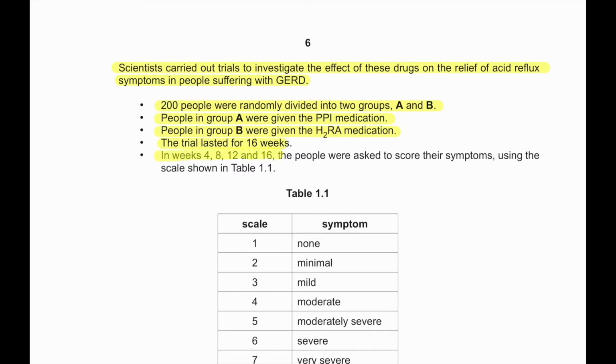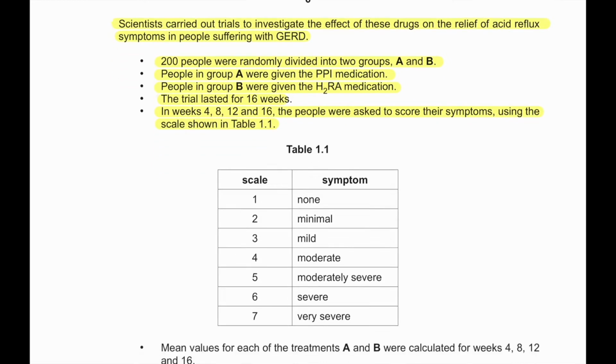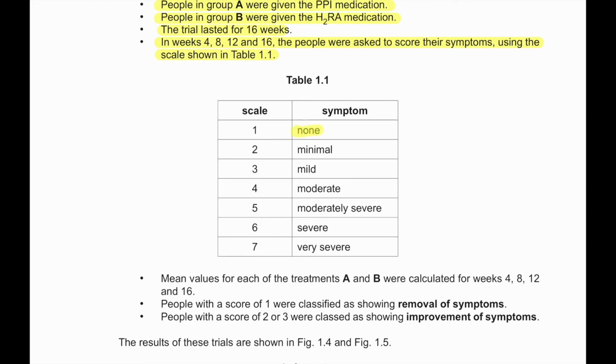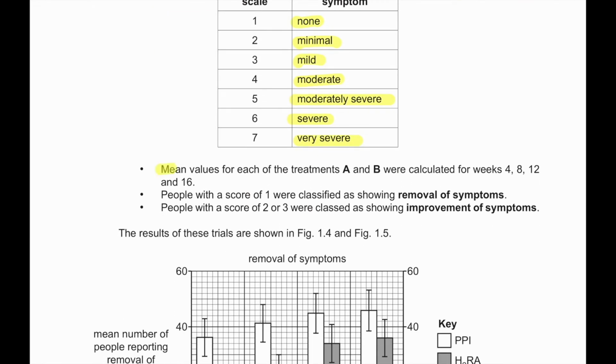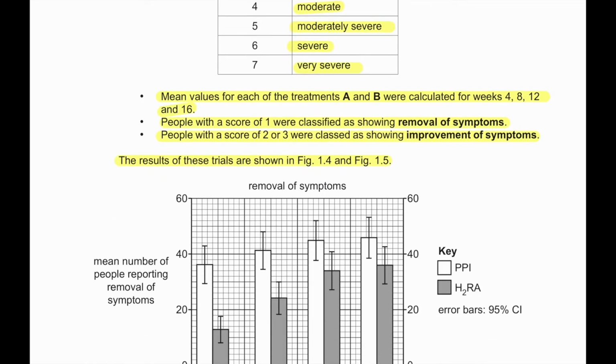In weeks 4, 8, 12 and 16, the people were asked to score their symptoms using a scale shown in table 1.1. So we can see there is a score of none, minimal, mild, moderate, moderately severe, severe, very severe. Mean values for each of the treatments A and B were calculated for weeks 4, 8, 12 and 16. People with a score of 1 were classified as showing removal of symptoms. People with a score of 2 or 3 were classed as showing improvement of symptoms. The results of these trials are shown in figures 1.4 and 1.5.